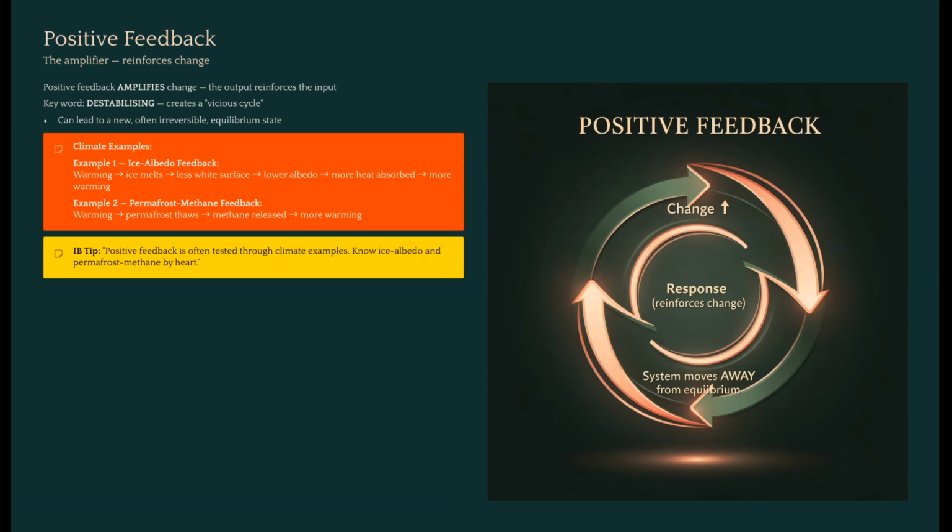Positive feedback: opposite direction. Response amplifies the change. Destabilizing. A doom spiral away from equilibrium. Ice albedo feedback: warming melts white ice, exposes dark ocean. Dark absorbs more heat. More warming, more ice melts. Output reinforces input. That's positive feedback. Permafrost thaw: warming releases methane. Methane causes more warming. More thaw, more methane. Same vicious cycle. Know both forwards and backwards. The IB tests them constantly.